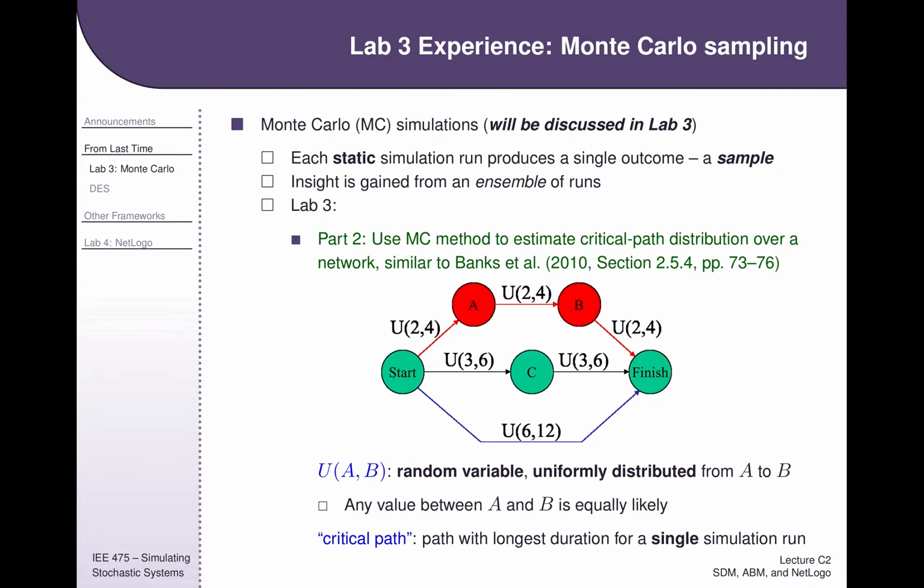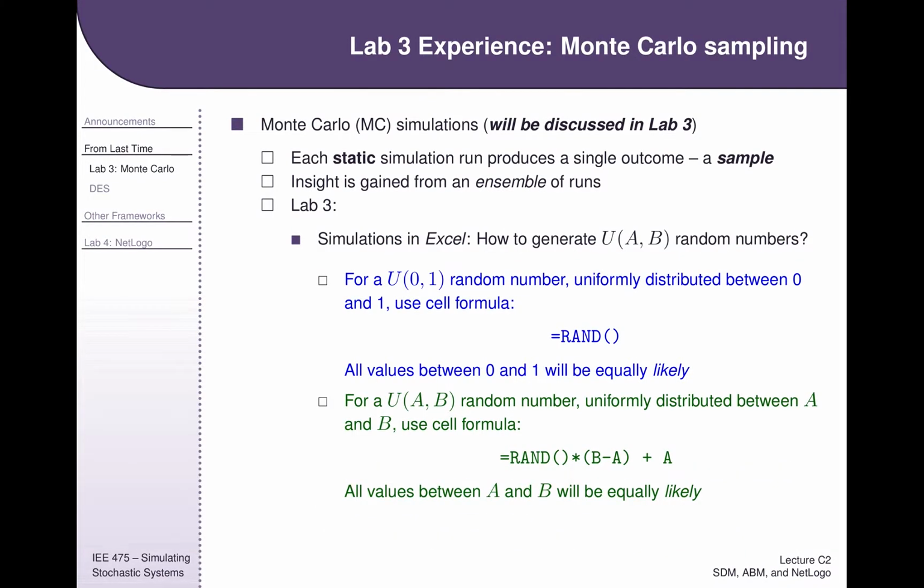All right, so this notation, U(A,B), as I hinted before, is a random variable that's uniformly distributed from A to B. It takes any value between A and B. I use the term equally likely, but what that really means is any small interval between A and B, it doesn't matter where it is, has equal probability. And the critical path is the path with the longest duration for a single simulation run, or we might say a realization. So how do you do that in Excel?